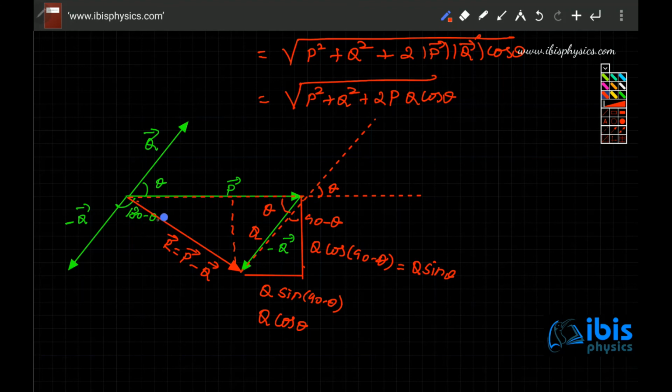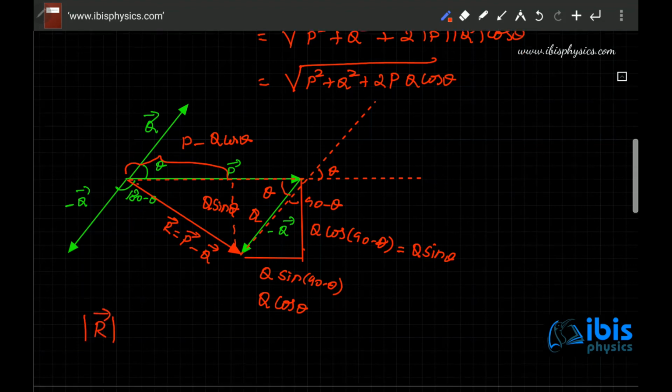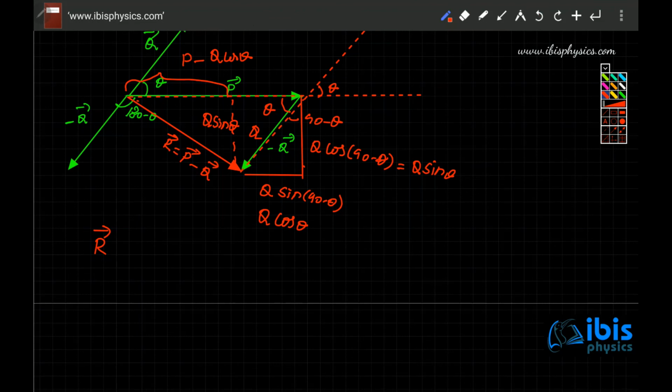So this resultant vector has a length of the hypotenuse of this right triangle. So in this right triangle, this length is the total length p minus q cos theta and the opposite side is q sine theta. So the modulus of that r vector. The process here we are doing is this: r vector is p vector plus minus q vector. In other words, it is p vector minus q vector.